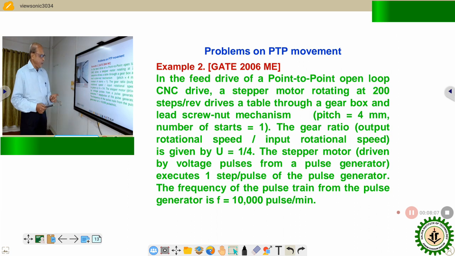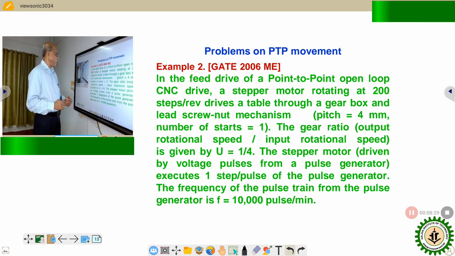Another illustrative problem. Although I have selected this particular problem under the banner of point to point, it is not at all related to the interpolation. Still, this problem is a little bit different and may create a little bit of confusion for students, particularly in the exam hall. This is also a GATE question, 2006. That is why I found that it will be useful to club it with this particular topic.